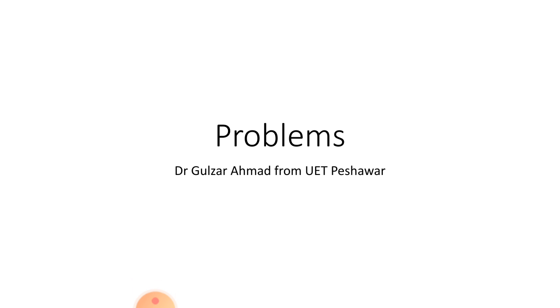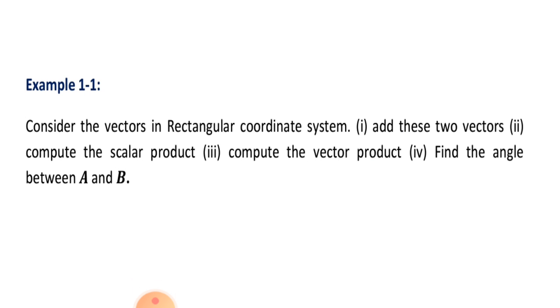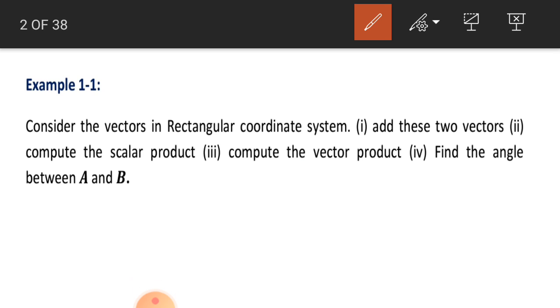So let me do example number 1.1. In example number 1.1, we are going to consider two vectors in rectangular coordinate system. We shall add these two vectors. We shall compute the scalar product of these two vectors. We shall compute the vector product of these two vectors, and we shall consider the angle between these two vectors. Okay.